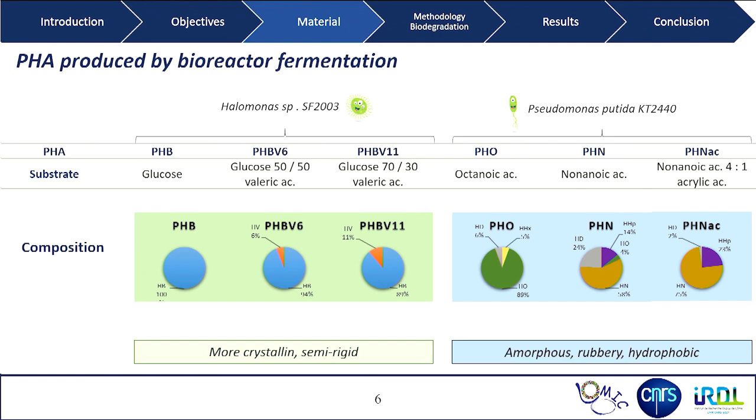I won't get into the details of the characteristics of these polymers, but mainly what we have to remember and understand is that short chain are more crystalline polymers, semi-rigid, a bit friable and brittle. On the other hand, medium chain will be amorphous polymers, rubbery, hydrophobic, and a bit elastic.